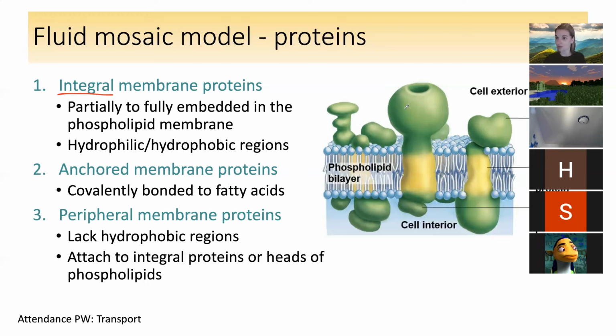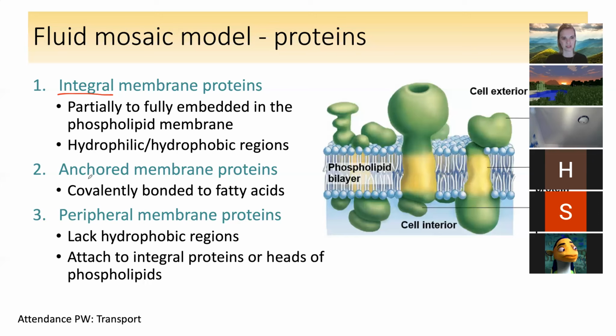We're going to see that these integral membrane proteins are going to be critical for the passage of some of those molecules that can't just come through. So glucose, water, and our ions are all going to take advantage of proteins that are able to span the entire width of our membranes.